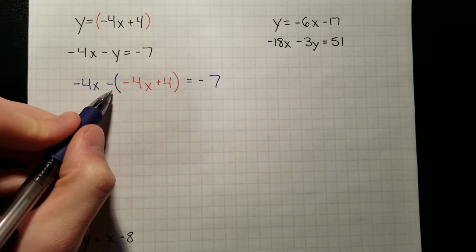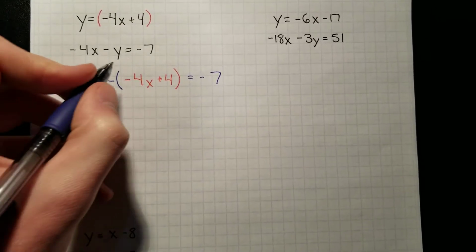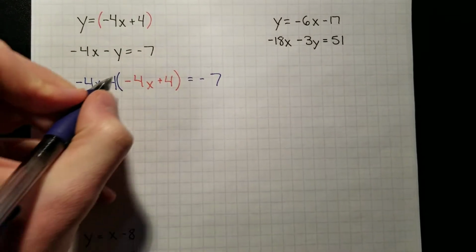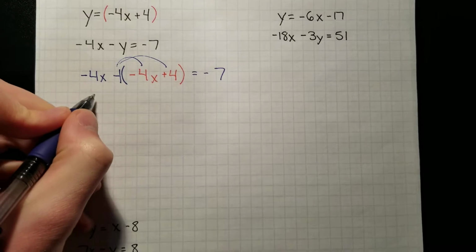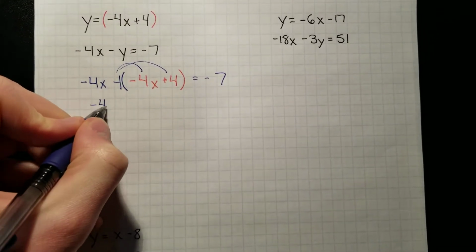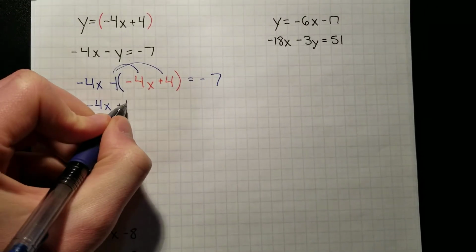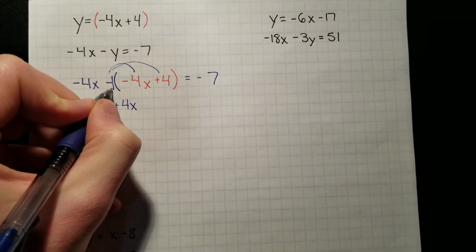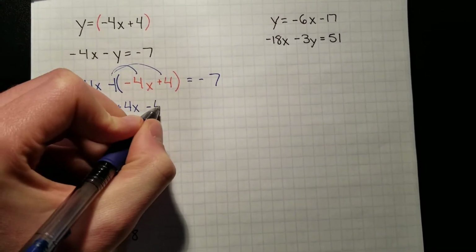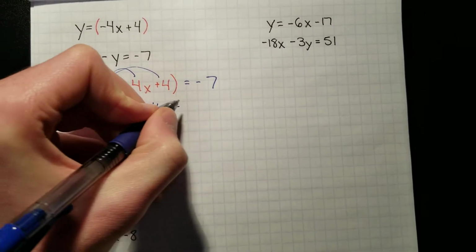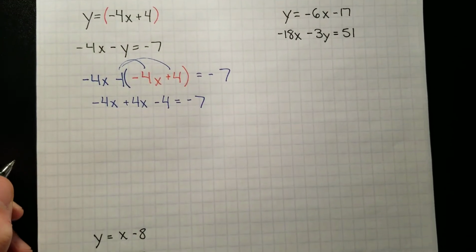We have to do a little bit of math here. We're going to have to start by distributing that negative symbol. We can consider that a negative 1. So we're going to distribute that to both terms, and we get negative 4x. That carries down. Negative 1 times negative 4 is positive 4x, and negative 1 times 4 is minus 4. Carry down the negative 7.